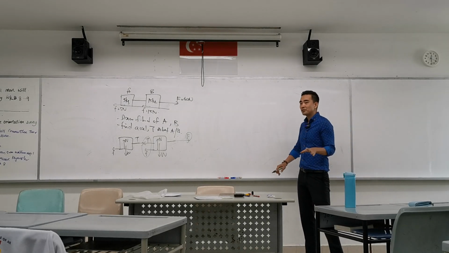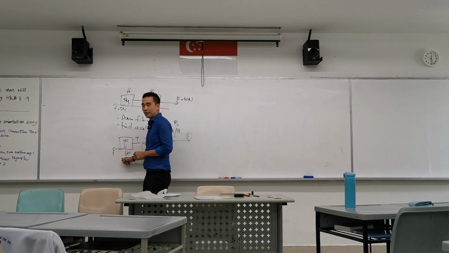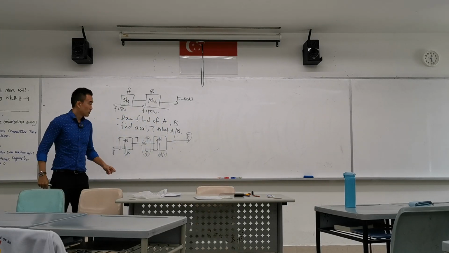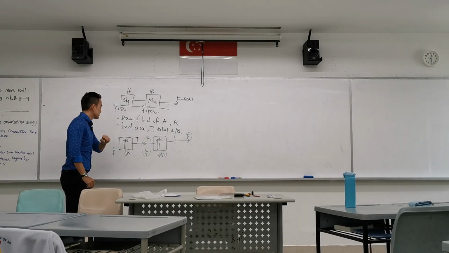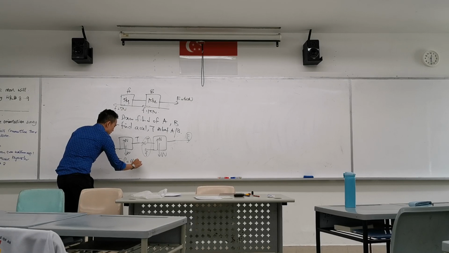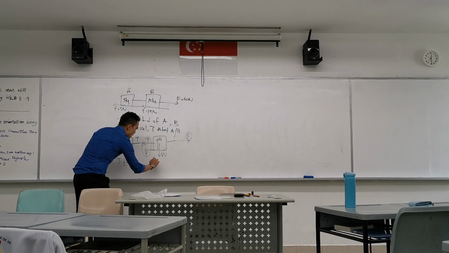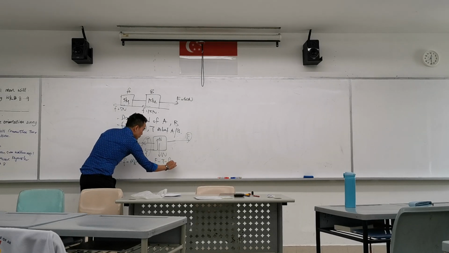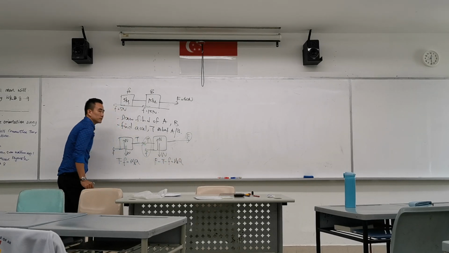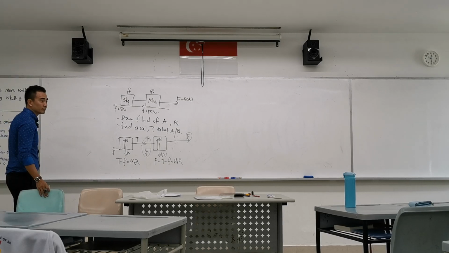Now, the beauty of F equals ma is this: you can apply F equals ma to each of the bodies here. F equals ma on this, F equals ma on this. So let's take a look. T minus f equals m_A a. And this one, F minus T minus f equals m_B a. How many unknowns do you have? 2 unknowns. How many equations do you have? 2 equations. And you can solve the question.